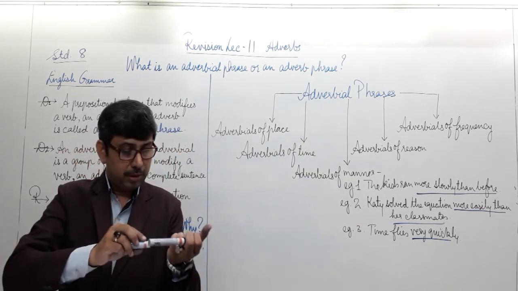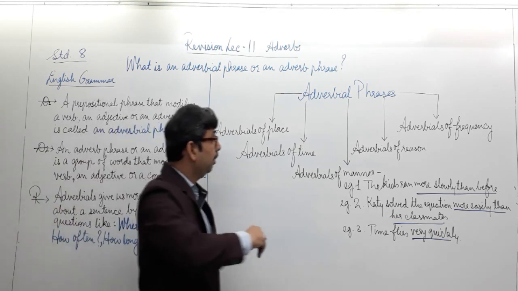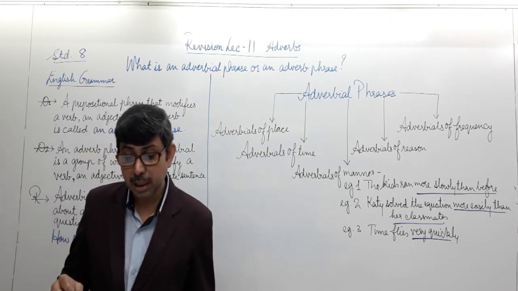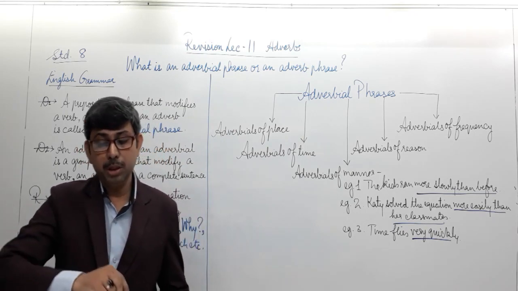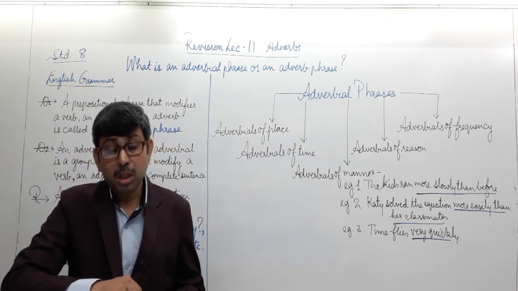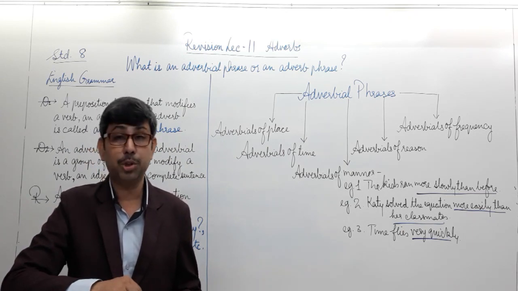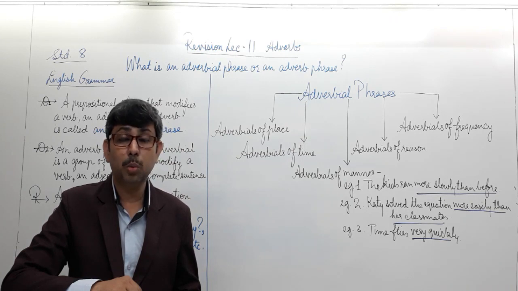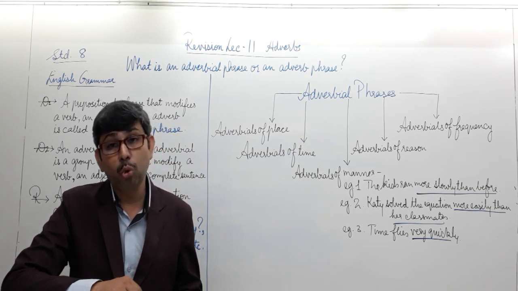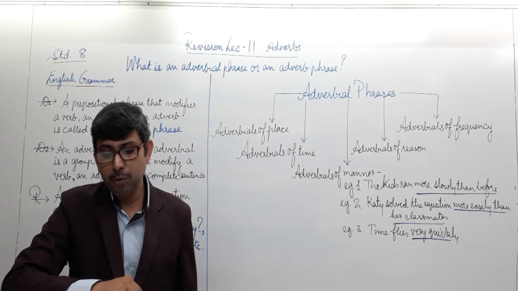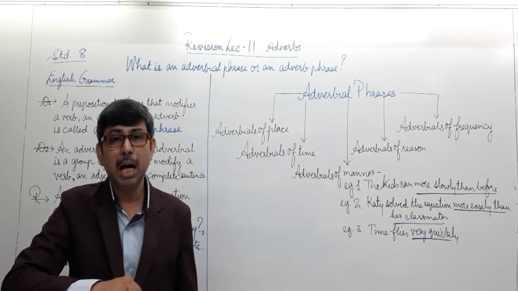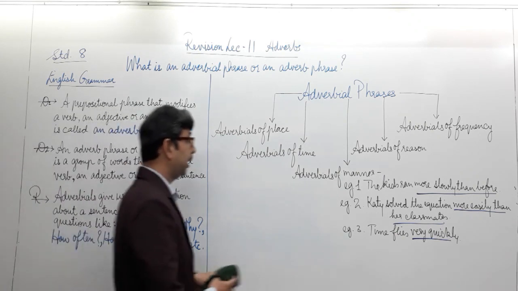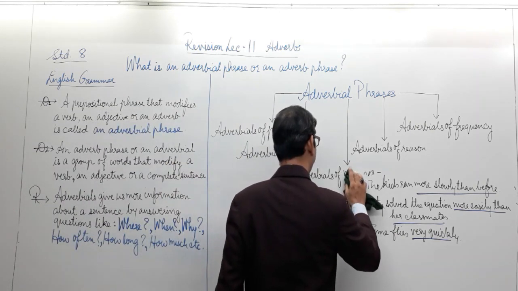Moving ahead to the understanding of the next adverbial phrase, that is adverbial of reason. Well, the word itself must be telling you reason. Adverbial of reason will give you the reason behind an action. Why the action happened, which could be answered with the words because, as, so, isn't it? So adverbial of reason gives the reason behind an action. Let us see a few examples so that this gets clear to us.